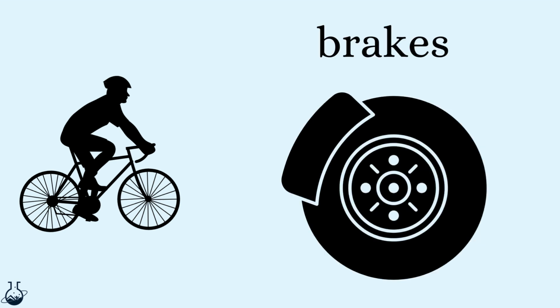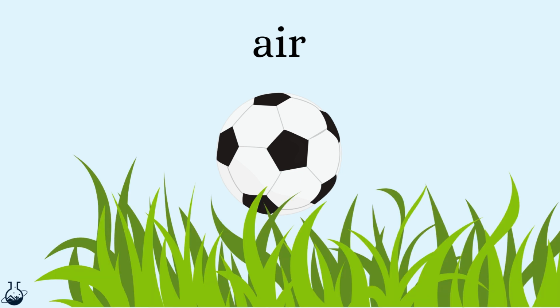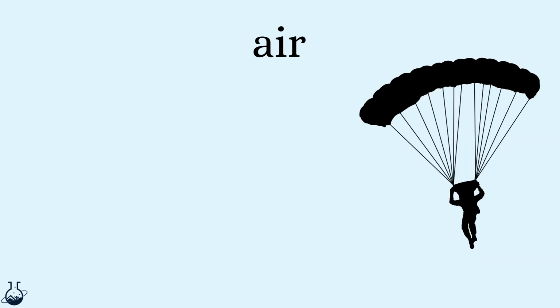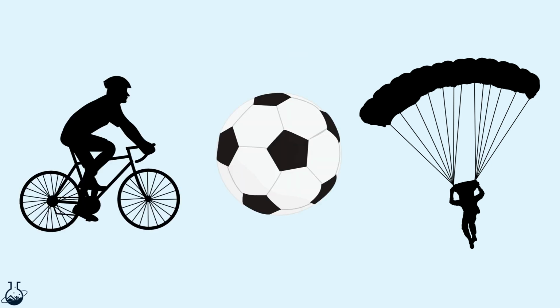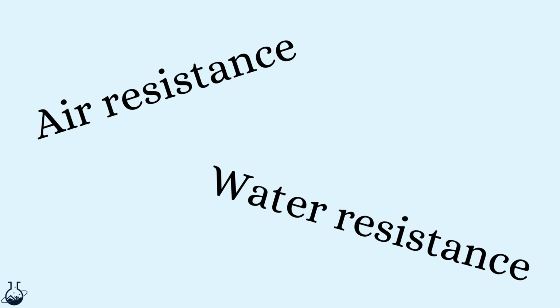Well, a cyclist puts on their brakes, the air will slow down a football that has just been kicked, and eventually the ground it lands on. And this skydiver opens a parachute which relies on the air to slow it down. Without it, it would be a very fast landing. All of these examples require drag forces to slow them down, such as air resistance, water resistance, and friction.